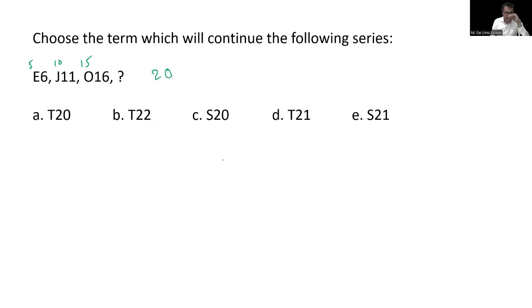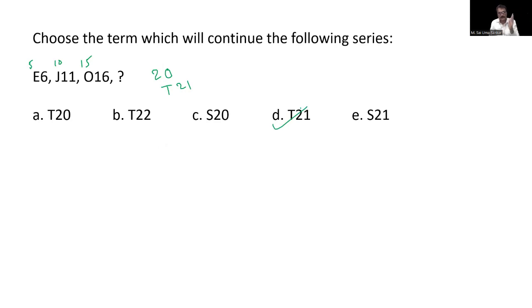That is equal to 20. What is the 20th letter? That is equal to T. What is the next number? The place value of a letter plus 1. What is the place value of T? That is 20. What is the next one? 21. So what is the answer? Answer T21, which is the required answer.